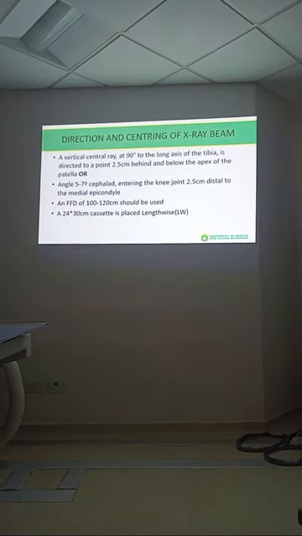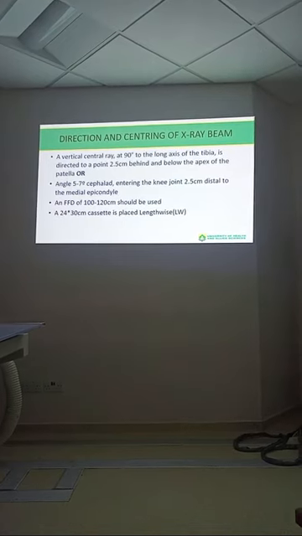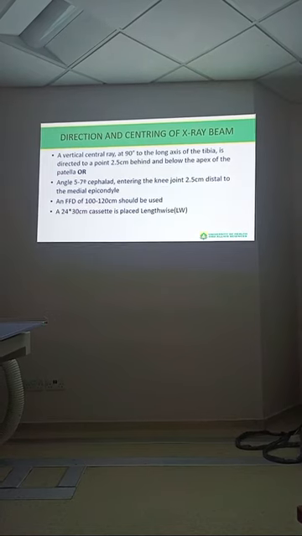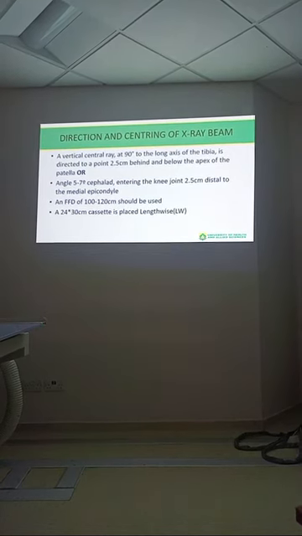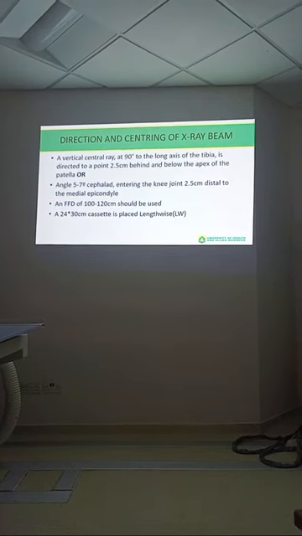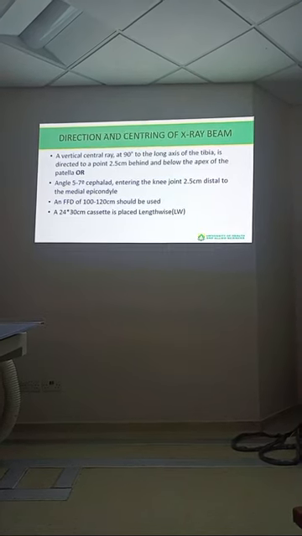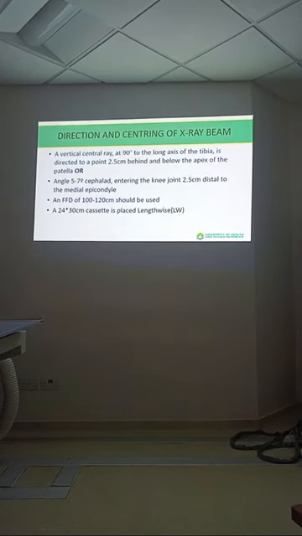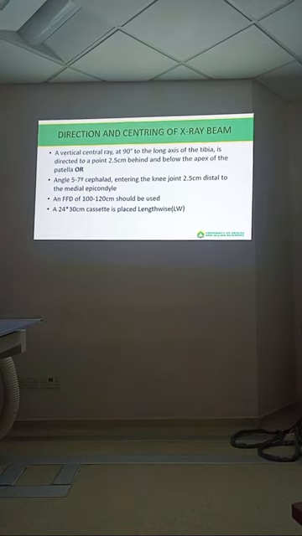So we'll tackle both. A vertical central ray is 90 degrees to the long axis of the tibia and is directed to a point 2.5 centimeters behind and below the apex of the patella. Or you angle 5 to 7 degrees cephalad, entering the knee joint 2.5 centimeters below the medial condyle. Once again, I'll explain why we are doing the angulation.